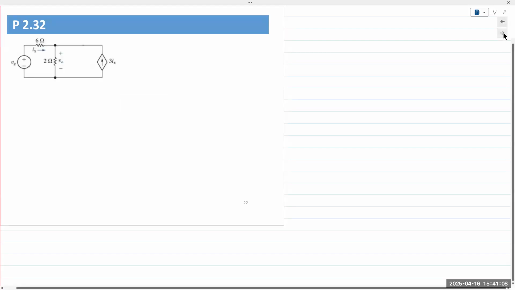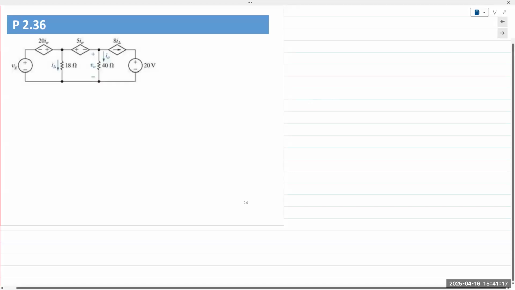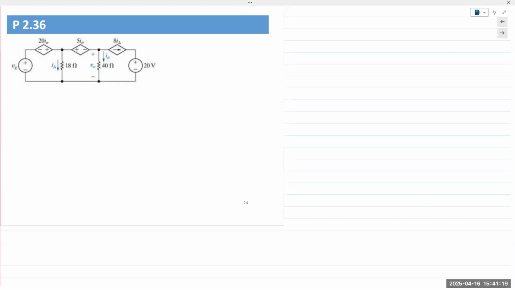So let's start with, actually, let me do this one. This one has 3 sources, it seems the most complicated one. So let's do that one first, and then if time permits, we'll go to the other ones.